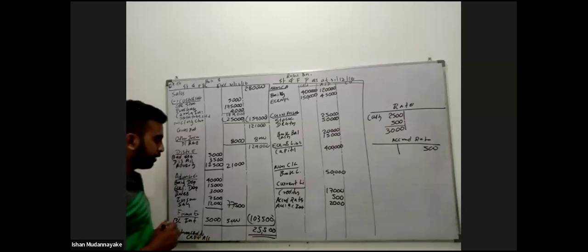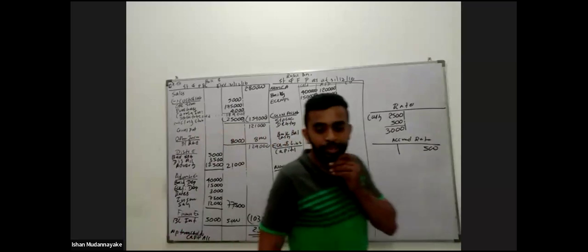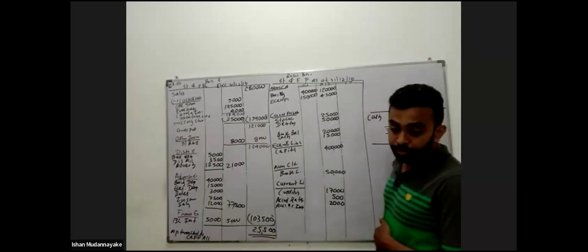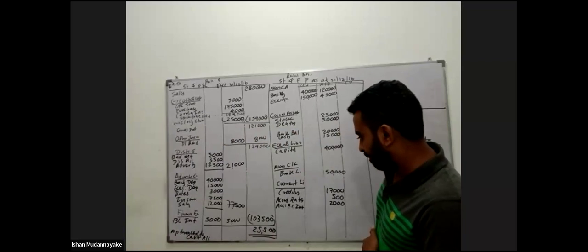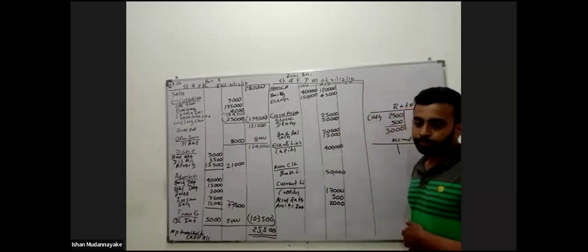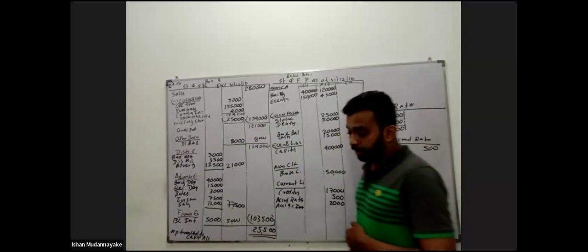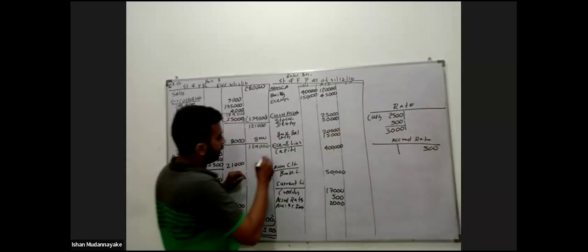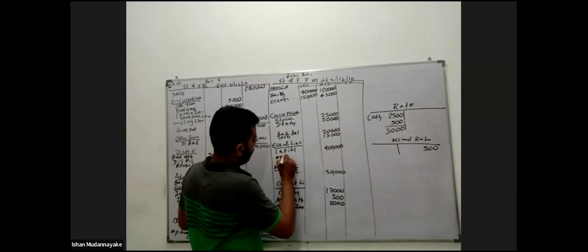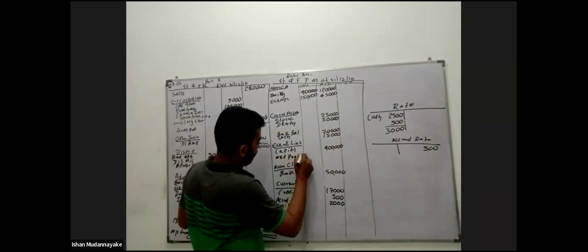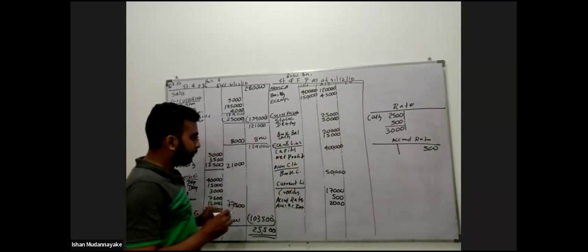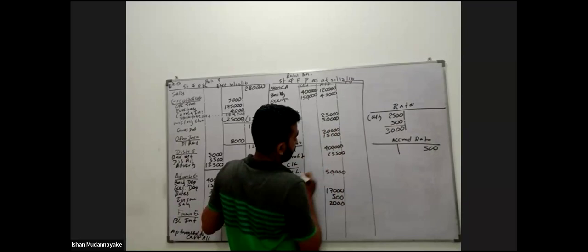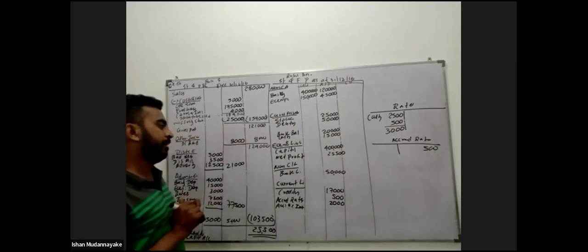Okay. For that 25,500 write down, don't write only net profit. Right. Now I write down net profit transfer to capital account. That 25,500 is transferred to capital account. This 25,500 should be transferred to capital. My capital here, net profit 25,500.